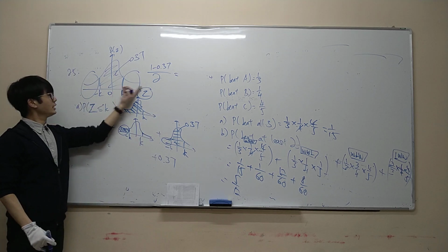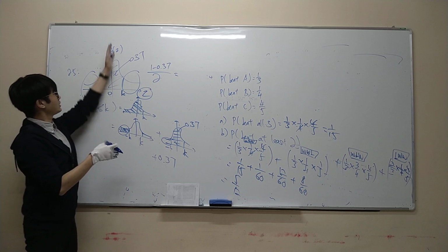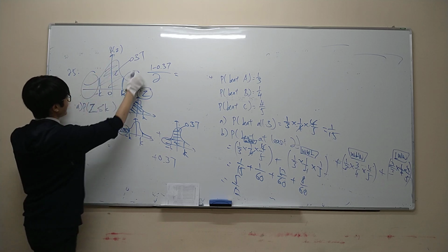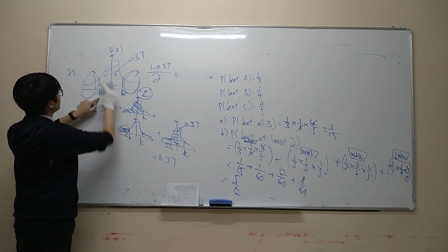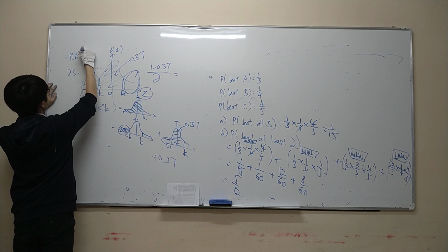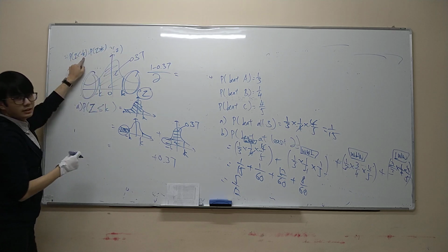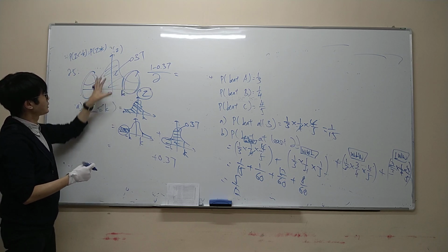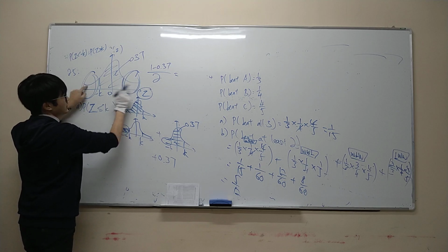Because you know the area here and here will be the same. Because k and negative k, this is symmetrical, right? This shape is symmetrical. So this is the axis of symmetry. So the area here and the area here should be the same, because the value here is also the same. Because P(z < negative k) is actually P(z > k). Smaller than negative can be changed to bigger than positive. That's why you can take 1 minus 0.37, divide by 2, to get each one.